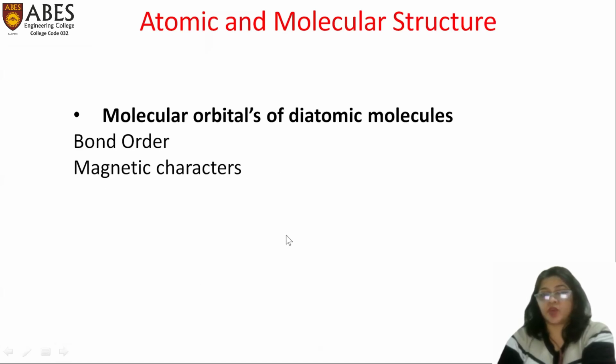The first part of the upcoming video will be including molecular orbitals of diatomic molecules. These diatomic molecules will be including homodiatomic molecules as well as heterodiatomic molecules. And we'll be discussing about the molecular orbital theory and also the formulas which will be used to find out the bond order of the diatomic molecules and their magnetic characteristics.